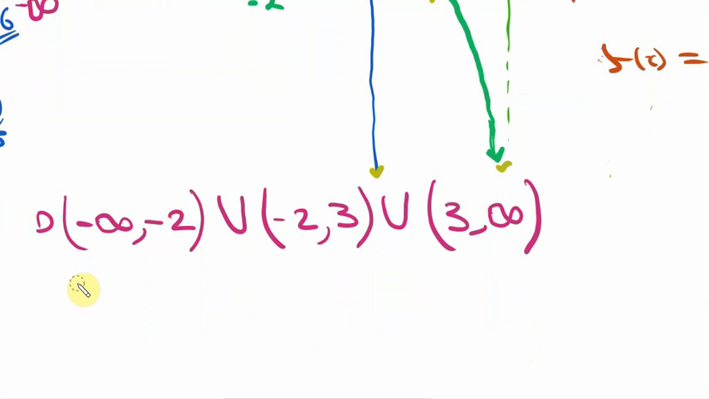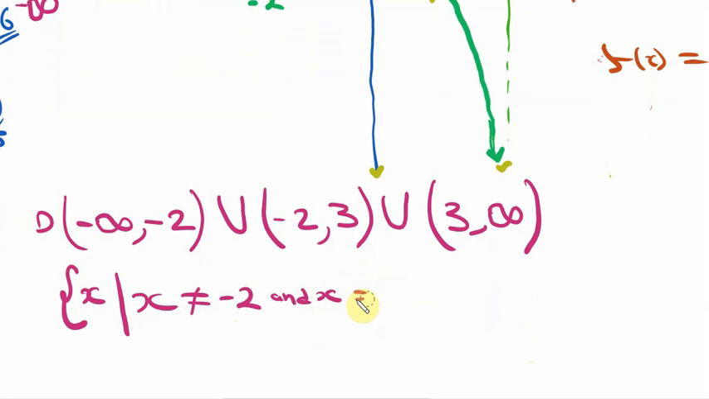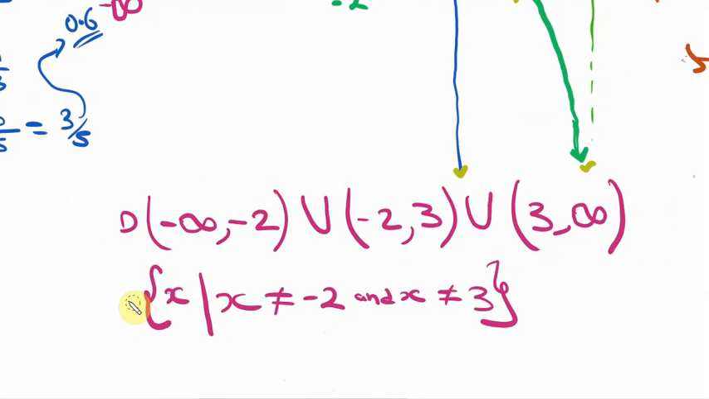So this can also be written as: the domain is valid for all values of x except for x equals -2 and x equals 3. Okay, so at those points the graph is undefined. Alright, cool.